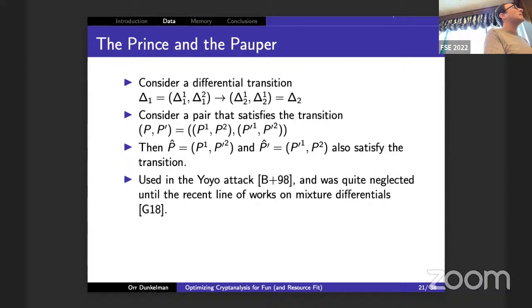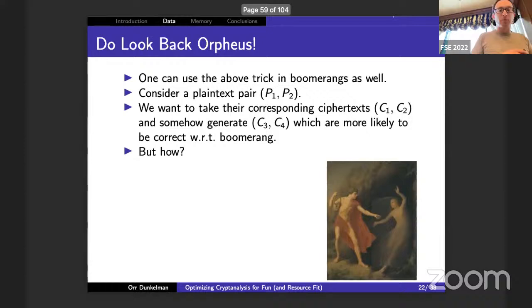Here is an example from our Eurocrypt 2020 paper. If you try to do this with boomerangs, I remind you, in boomerangs you start with a pair of plaintexts, you go down, you move back, and the way you can do things is like in Orpheus and Eurydice. I'm not even going to try the names in Greek or in English, because I have the names in Hebrew, and translating Greek names back from Hebrew to English doesn't work.